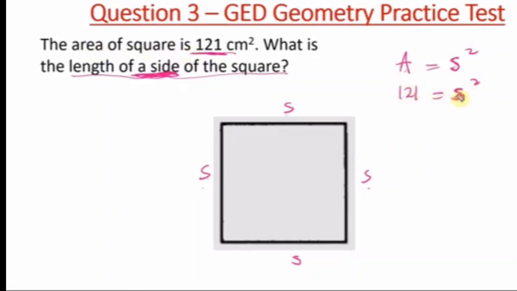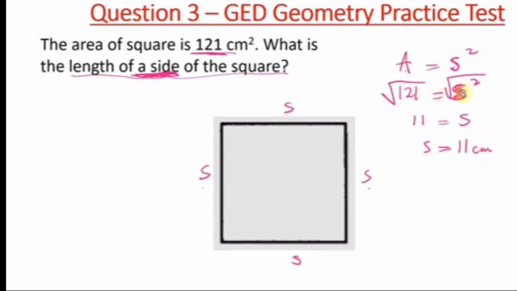Now, when you have something like this in maths, S square, and you're told to just find only S, what you do is you square root both sides. When you square root S square, it's just going to give us S. And when you square root 121, it's going to give us 11. So S is equal to 11 centimeter. All right? Do you get me?